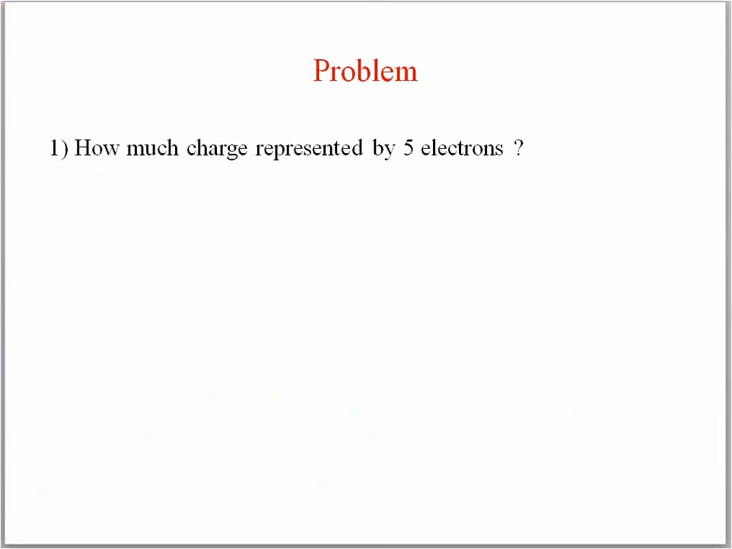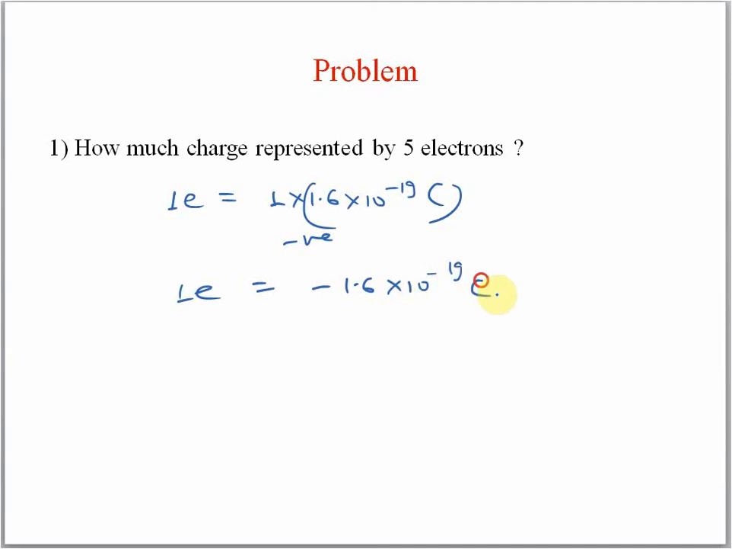Next, the first problem is how much charge is represented by 5 electrons. We know that the charge of one electron is 1.6 into 10 power minus 19 coulomb, and the sign of this charge is negative. So one electron equals minus 1.6 into 10 power minus 19 coulomb. The question is, what is the charge represented by the 5 electrons?